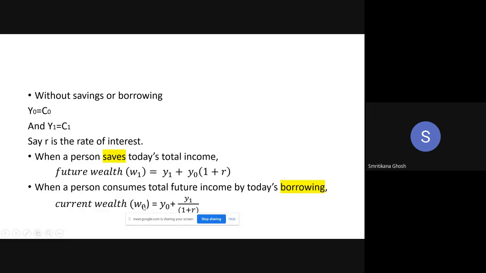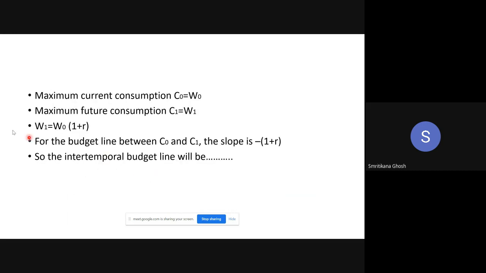If you multiply W0 with 1 plus r, you will get W1. Look, if you multiply W0 with 1 plus r, then it will be Y0 into 1 plus r plus Y1. And this is nothing but your W1. So it is written here: W1 is equal to W0 into 1 plus r. This is the relation between the maximum future wealth and maximum current wealth.